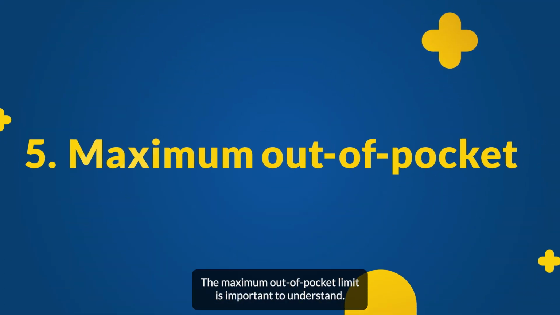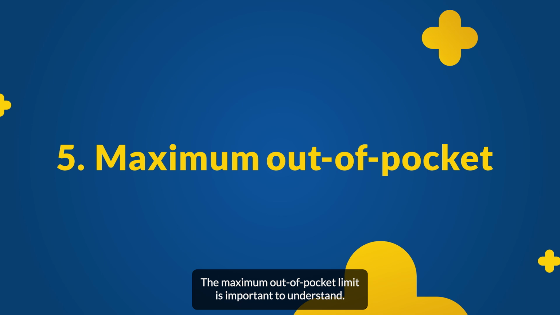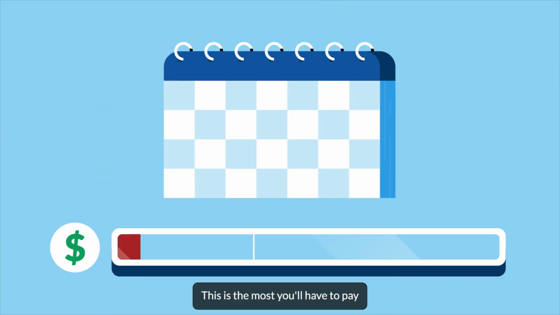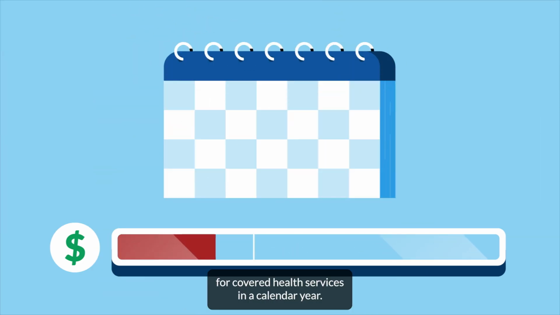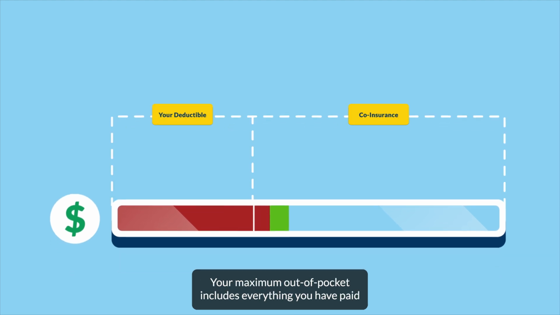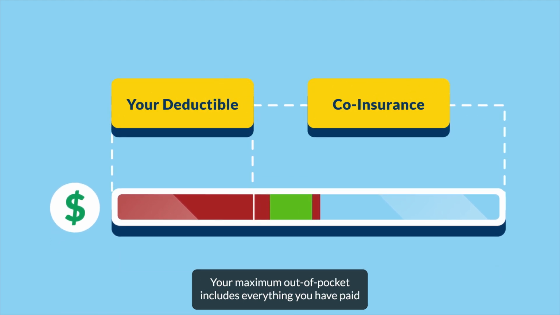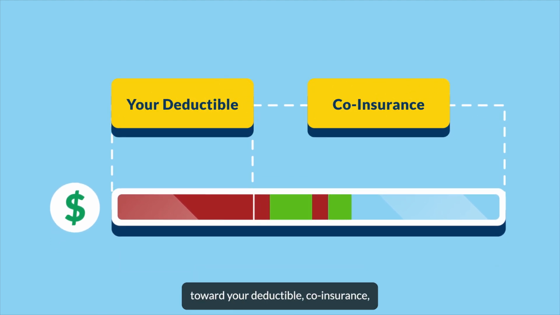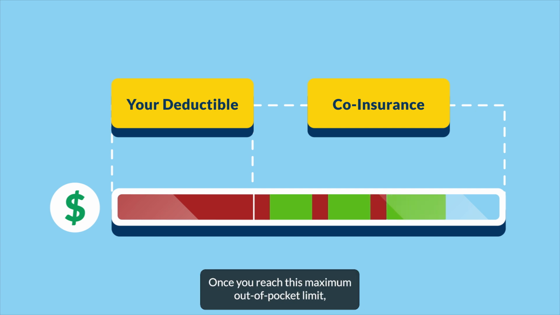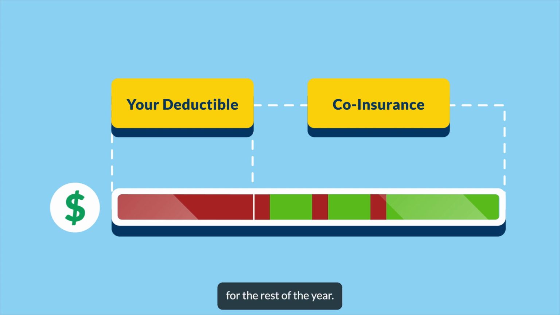The maximum out-of-pocket limit is important to understand. This is the most you will have to pay for covered health services in a calendar year. Your maximum out-of-pocket includes everything you have paid toward your deductible, coinsurance, and copays in the calendar year. Once you reach this maximum out-of-pocket limit, your insurance covers 100% of your covered healthcare costs for the rest of the year. Services not covered by your plan will still not be paid by your insurance.